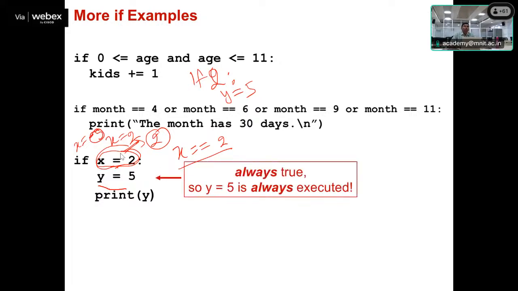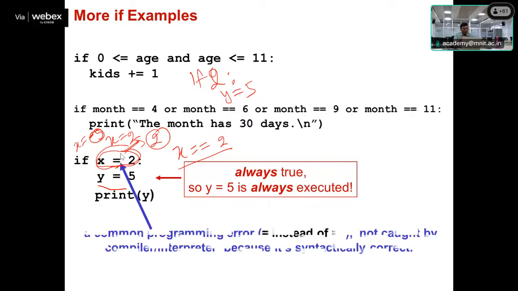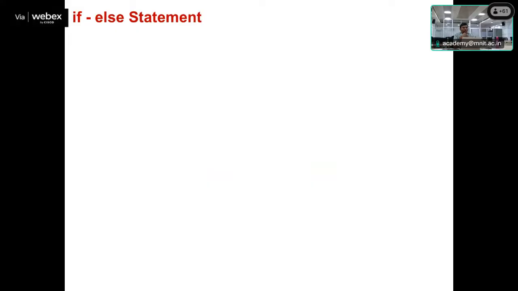So always true. So generally this is one of the common mistakes we as programmers used to do. We wanted to compare, but we are using the assignment operator as an equality operator. That creates some problem. Okay? So this is the common programming error, which is generally difficult to detect by the compiler or interpreter, because it is not a syntax error. It is some kind of semantic error, which you want to provide, that is something different.